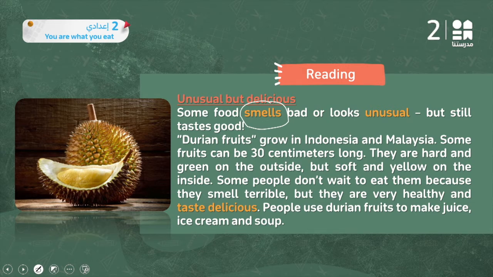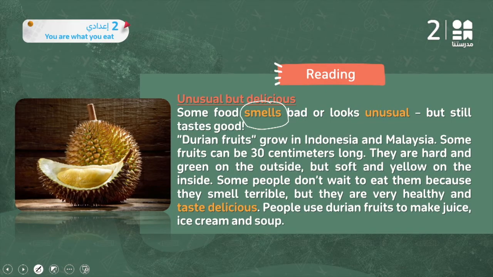Durian fruits grow in Indonesia and Malaysia. في دولة إندونيسيا أو ماليزيا بيتواجد النوع ده من الفاكهة. Some fruits can be 30 centimeters long. They are hard and green on the outside but soft and yellow on the inside. ده الوصف بتاع ال durian fruit. Some people don't wait to eat them because they smell terrible. So there is a piece of information here that tells us it's terrible by smelling it. Okay, it smells terrible يعني ريحتها كريهة مش محببة.